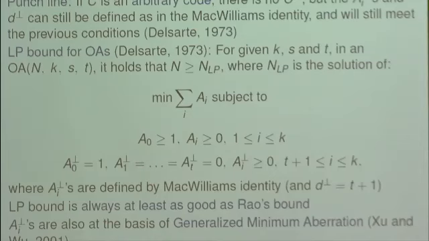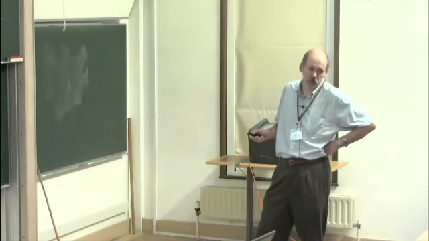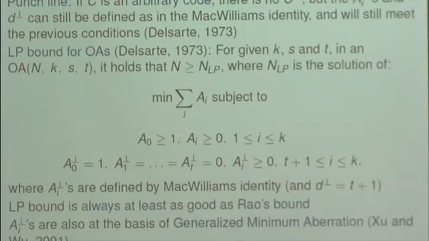It says, given the number of columns k, the number of symbols s, and the strength t in an orthogonal array OA(N, k, s, t), it must be that the number of rows N is at least equal to N_LP, where N_LP is a solution of this linear programming problem. Minimize the sum of the AIs, right? We know the sum of the AIs is going to be equal to the number of rows in the orthogonal array, so that's what I want to minimize.